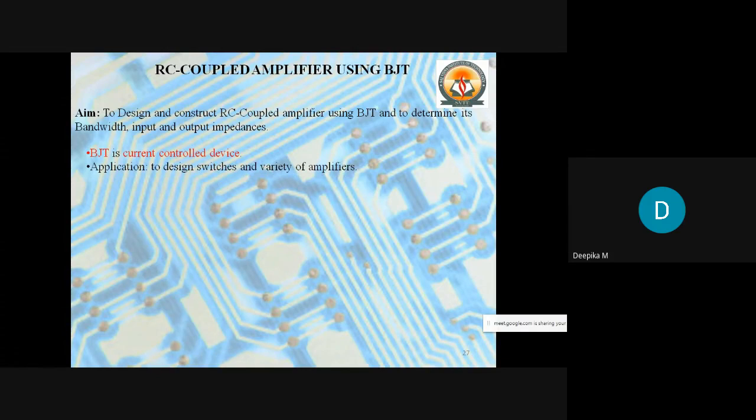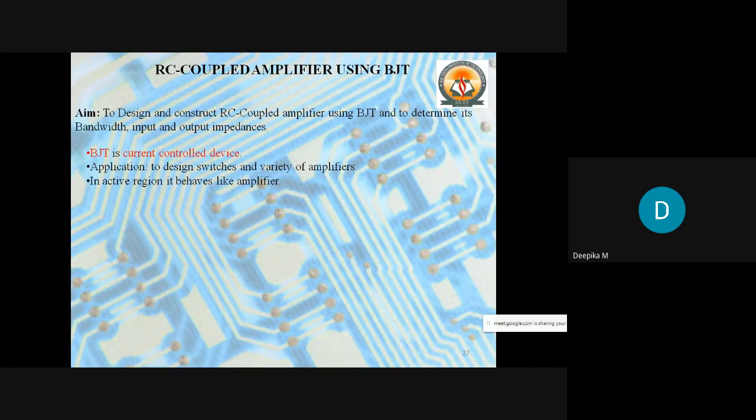Then the application of this RC coupled amplifier: BJT is usually used for the designing of switches and a variety of amplifiers. And usually this RC coupled amplifier is used in RF communication and optical communication as an amplifier. We know that there are three regions in the output characteristics of a transistor: the active region, the saturation region, and the cutoff region. So these are the three regions. Amplifier action can be obtained only in the active region.